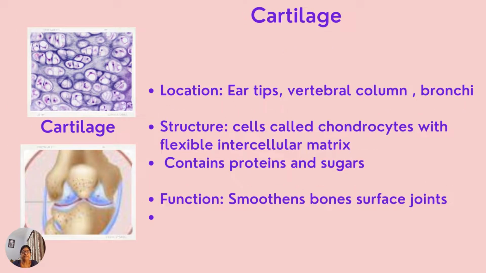Cartilage, another type of connective tissue. It is present in the nose, ear, trachea, and larynx. It has widely spaced cells called chondrocytes. The solid matrix is composed of proteins and sugars. Cartilage smoothens bone surfaces at the joints. Just think of this. We can fold the cartilage of the ears, but we cannot bend the bones in our arms. Though they are tissues, how different they are from one another.